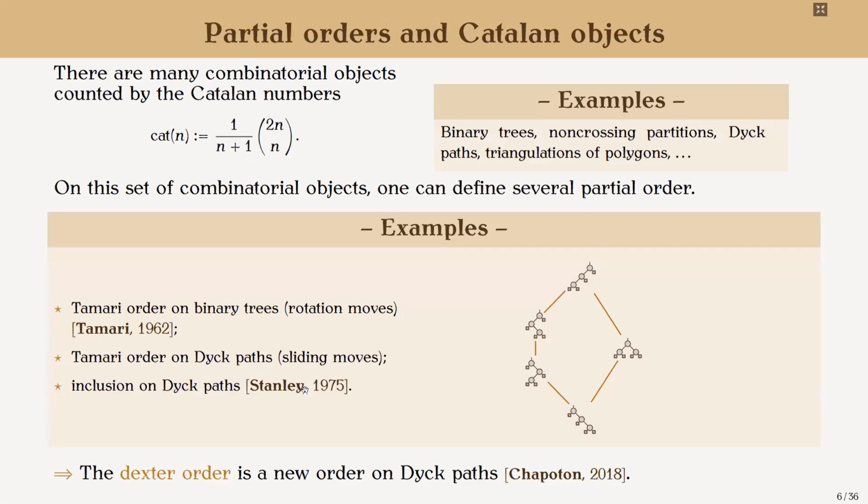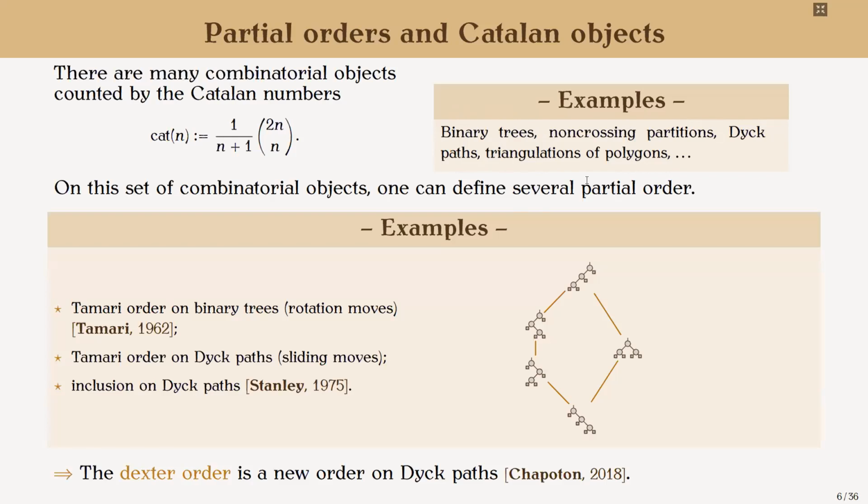Okay, so in algebraic combinatorics, we like to study combinatorial objects, for instance permutations or trees. And some of these combinatorial objects have the property to be enumerated by the Catalan number. So this is the formula here. For example, one has binary trees, non-crossing partitions, Dyck paths, triangulations, etc.